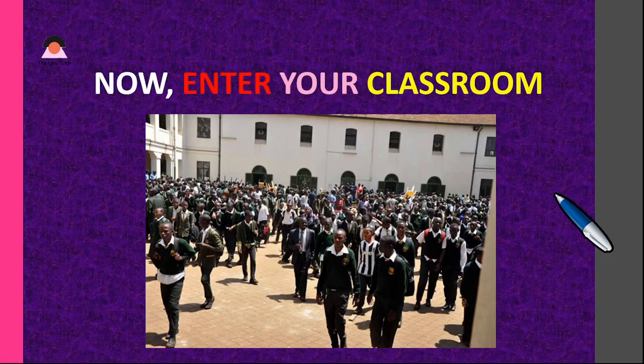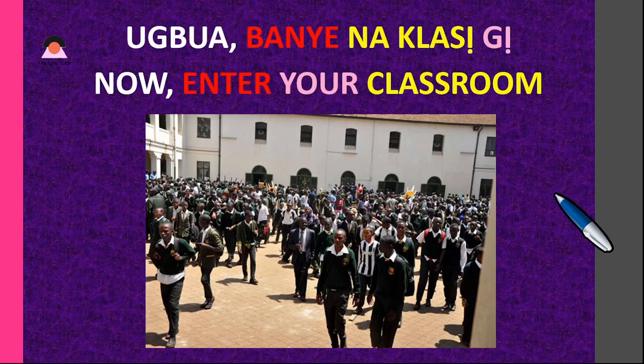After the assembly, now enter your classroom. And in Igbo, that means umua, banye na class again. You can see from here that class has no clear interpretation in Igbo. So we borrowed class, but we Igbonize it. That is, change it to Igbo. That is called code switching and adoption. We Igbonize it, becomes class. So umua, banye na class again. That is, now enter your classroom.